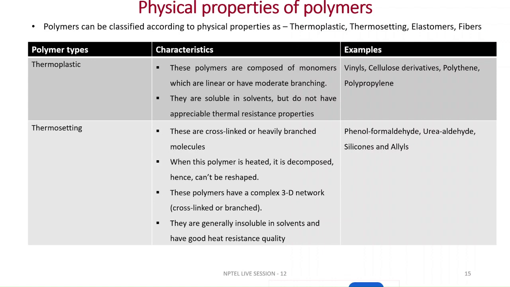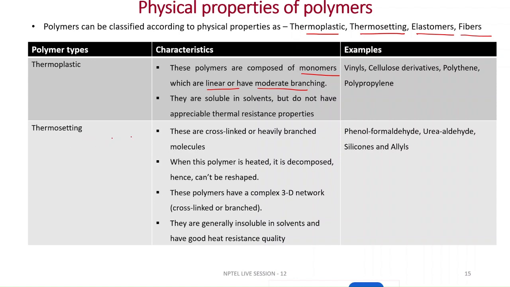Now, based upon the physical properties, the polymers can be classified into thermoplastics, thermosetting, elastomers, and fibers. So, thermoplastics: these polymers are composed of monomers which are linear and have very moderate branching. They are highly soluble in solvent, but they do not have appreciable thermal resistance properties. Examples are vinyl, cellulose derivatives, polythene, polypropylene.